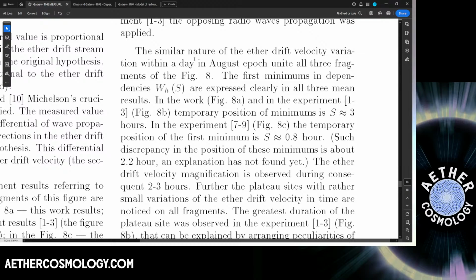What is the ether wind? Ether wind, thank you. Just the natural ether wind. Yep. So the ether wind according to sidereal time is expressed clearly in all three mean results.